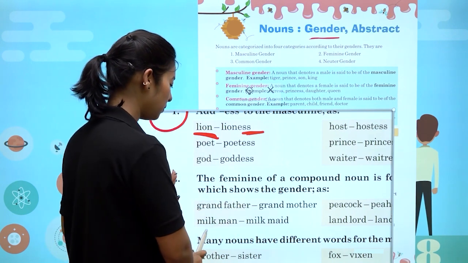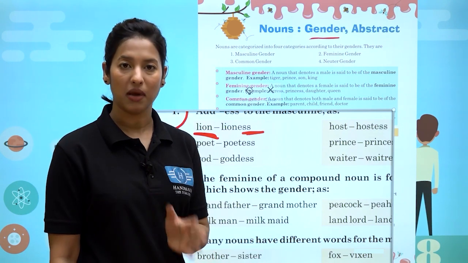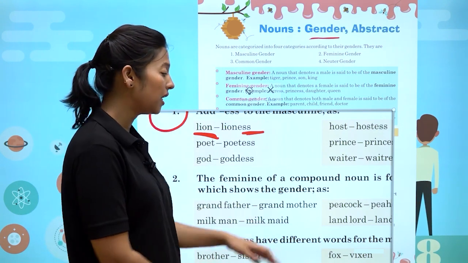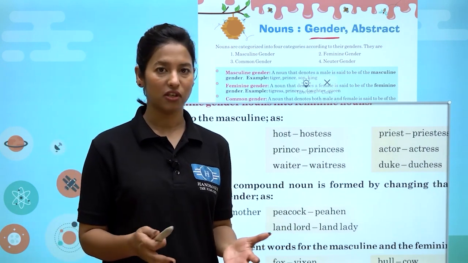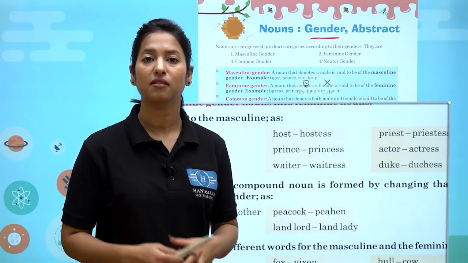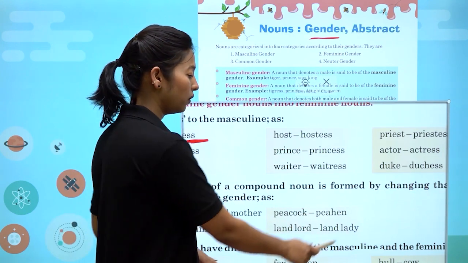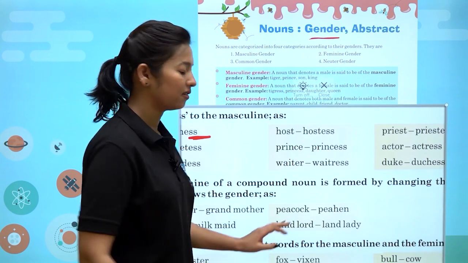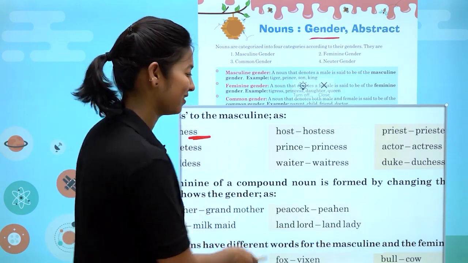Similarly, we have the example milkman. Milkman is a masculine gender and milkmaid is a feminine gender. Peacock is a masculine gender and peahen is a feminine gender. We have simply changed cock into hen. Landlord is a masculine gender and landlady is a feminine gender.